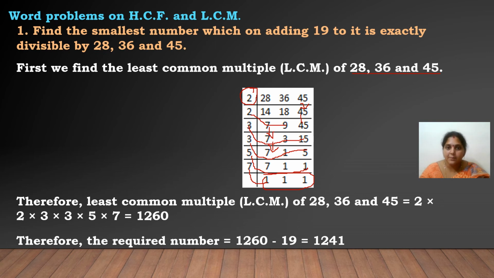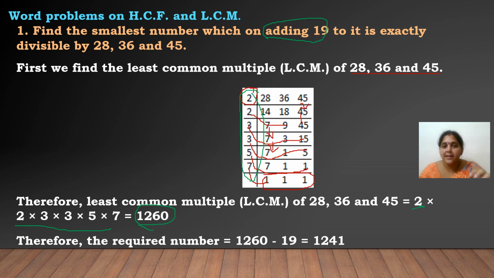You have to multiply all the prime numbers here. So what are your prime numbers? 2, 2, 3, 3, 5 and 7. When you are multiplying all these numbers together, we are getting here product as 1260. But whereas in question, what it is telling, on adding 19, it is dividing exactly.